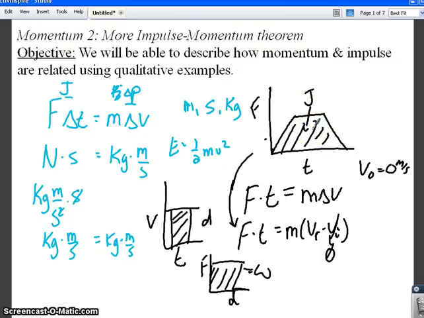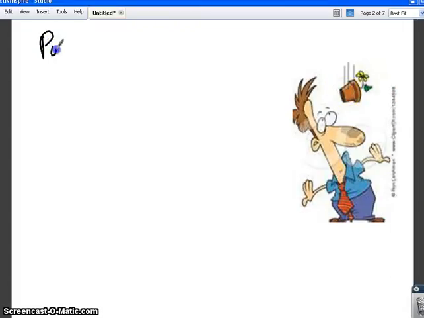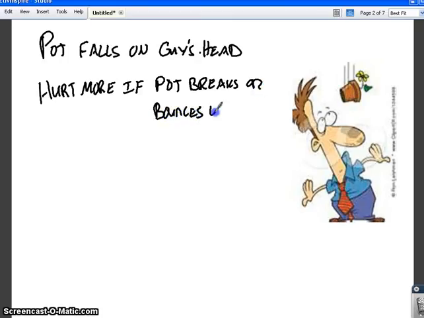So that's that. Let's move on to a couple more examples and we'll be done with this. Common question, and it doesn't have to be this: a pot falls on a guy's head. Question: does it hurt more if the pot breaks or bounces up?